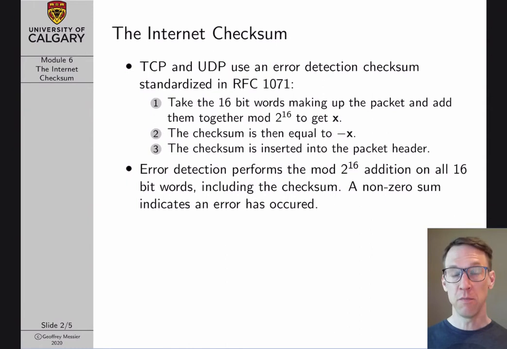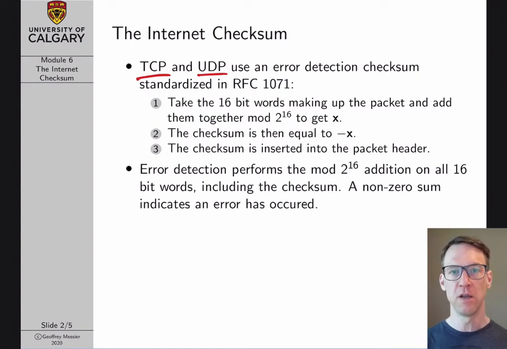The internet checksum is definitely a stronger method for error detection, but it is very similar in many ways to the parity check bit. It's an addition-based error detection scheme. Specifically, the internet checksum is used in the TCP and UDP layers of the protocol stack, so way up higher in the protocol stack.